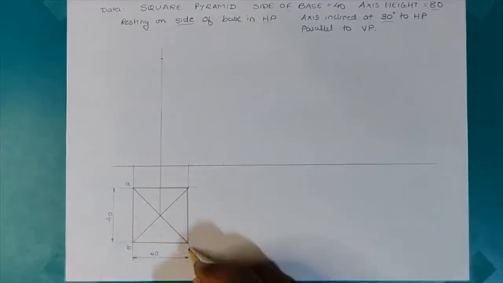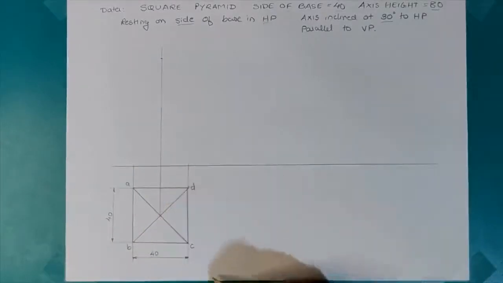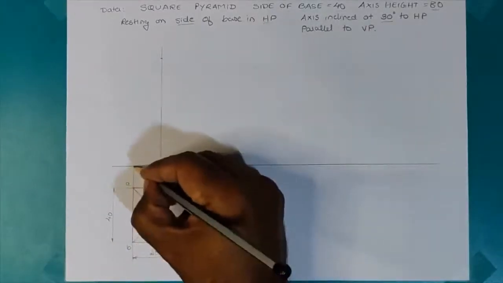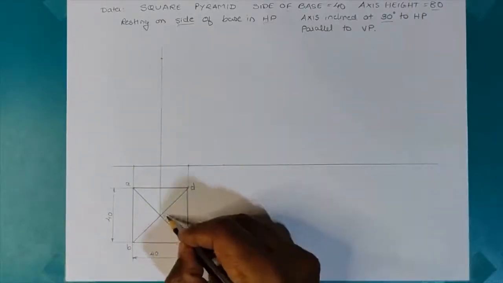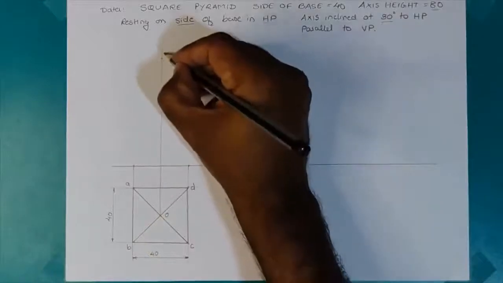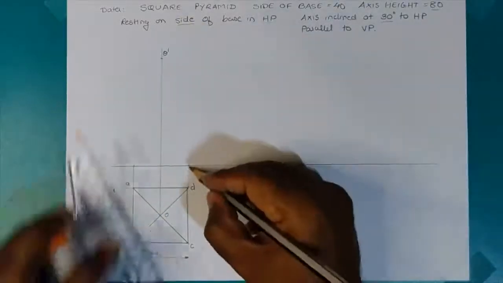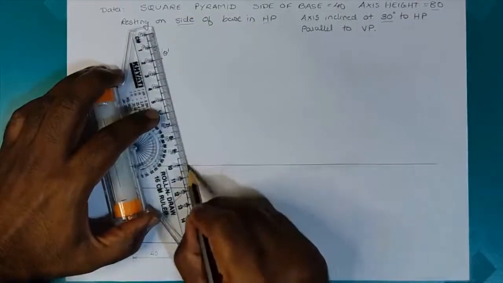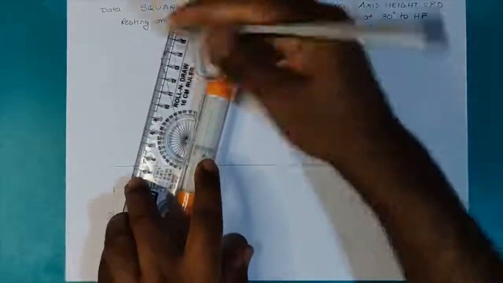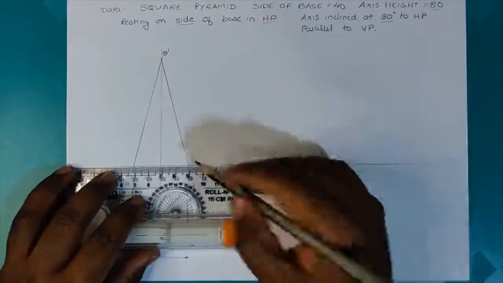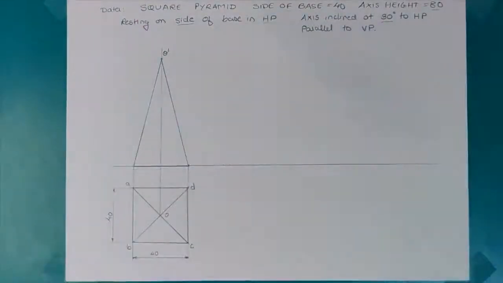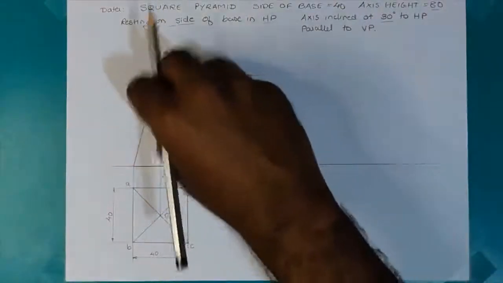Before I proceed, I name the top view points A, B, C and D, and then I use the projector to find the corresponding points in the front view. So the apex I am representing by point O, and I join it with the base in front view. So O dash I am joining with the base points. So I get an isosceles triangle which is having dark outline.